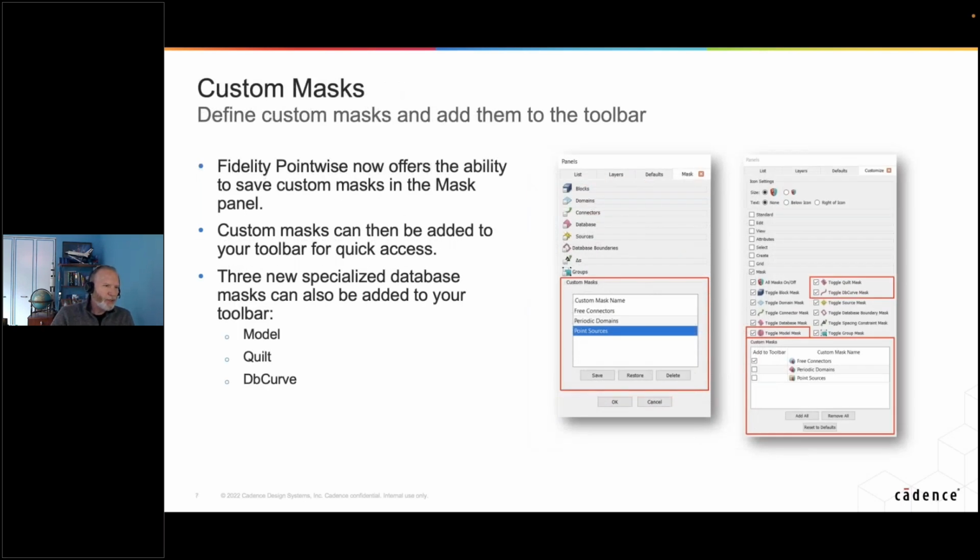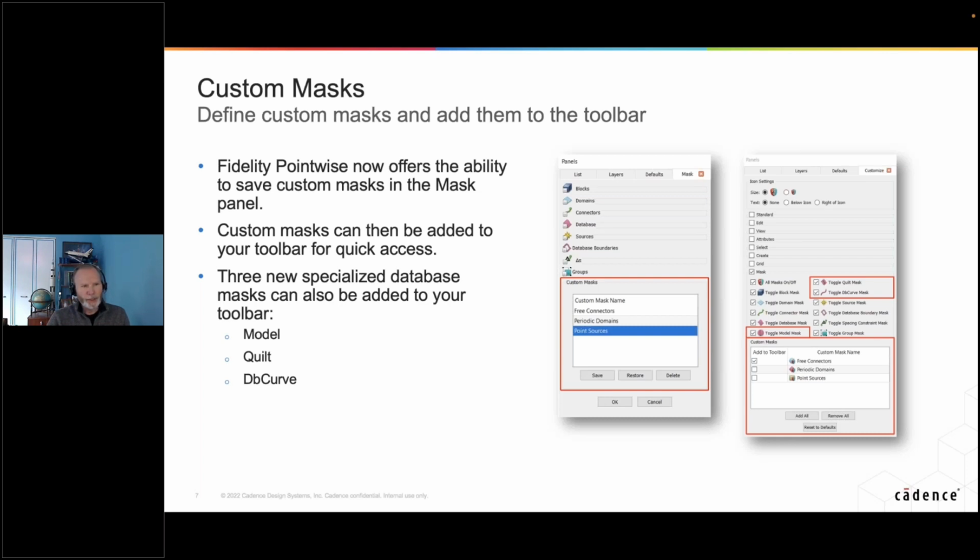And then finally, for selection, I just want to talk briefly about some additional changes that we've made to masking. The mask tool in Fidelity Pointwise allows you to control what object types can be selected at any given time. And it can be anything from all the types at once to specifically curve grid entities, which we call connectors. To make this process work a little more efficiently, we've added the ability to create custom masks, save them, and put them on the toolbar in the GUI.